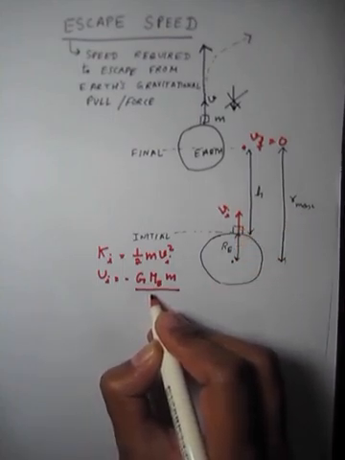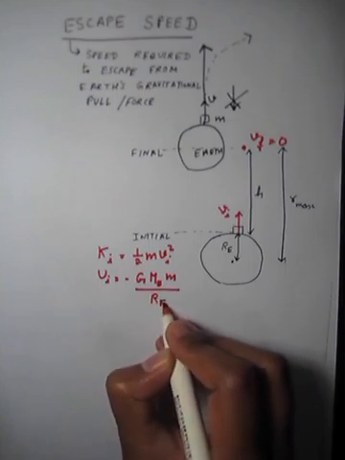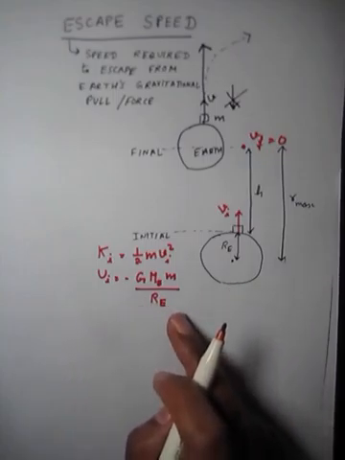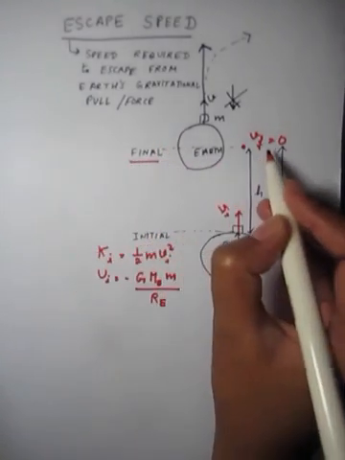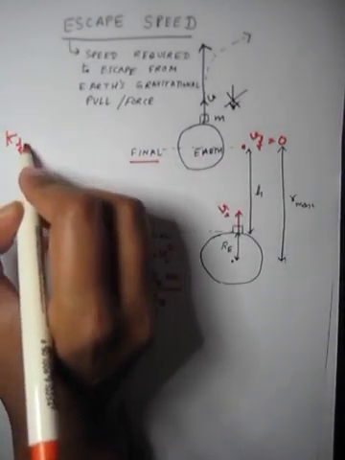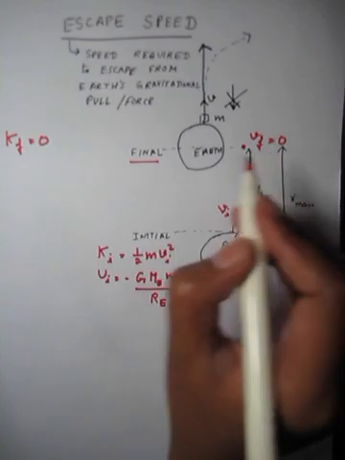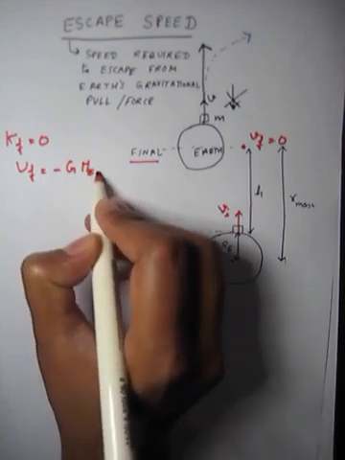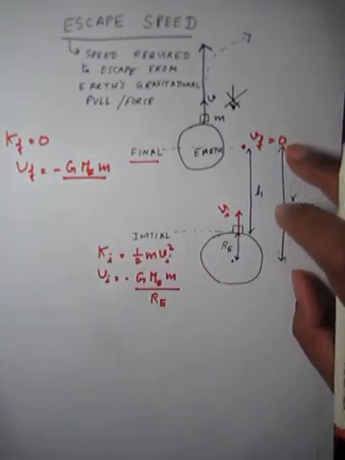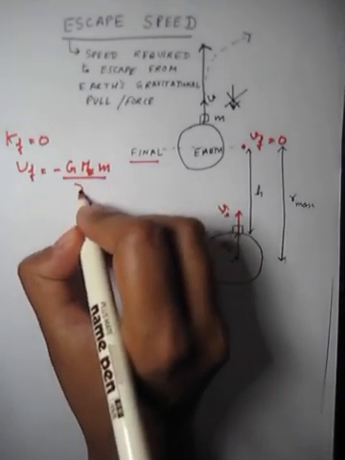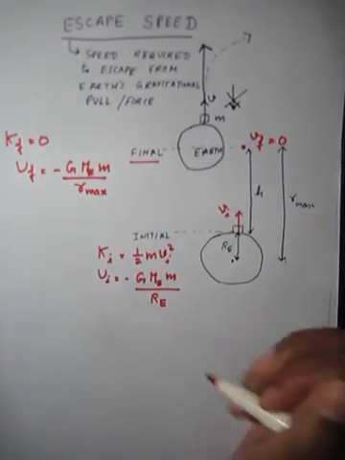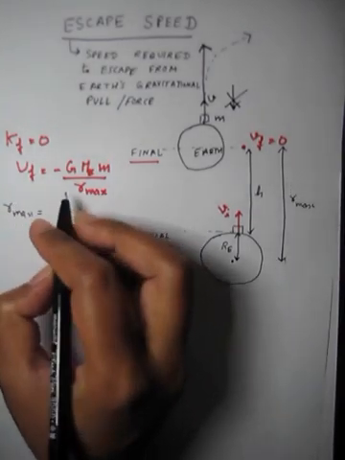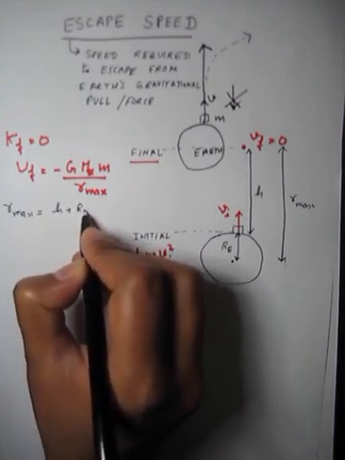So let us say initially that because it is at a distance re, the distance between the two masses is re, so the initial potential energy will be this. While in the final situation, kinetic energy will be 0 because the final velocity is 0, while the potential energy will be minus G mass of Earth, mass of the object divided by the distance between them. Now the distance between them is r maximum. Now we have to understand that r maximum would be h plus radius of Earth.